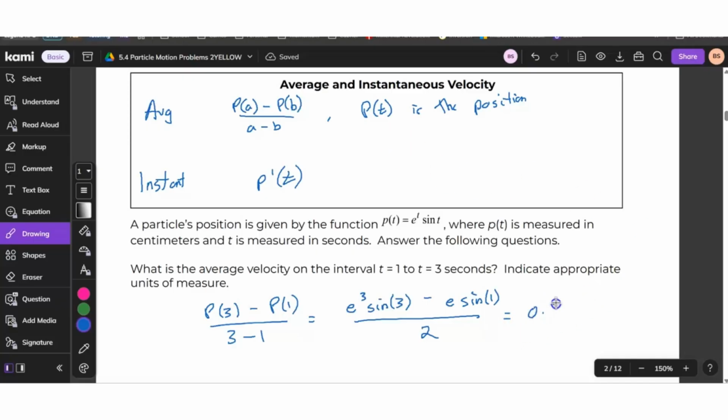And so this should be 0.274, right? 3.5, 5 rounds up to 4. And this was in centimeters per second. So the velocity of our particle is moving at 0.274 centimeters per second.